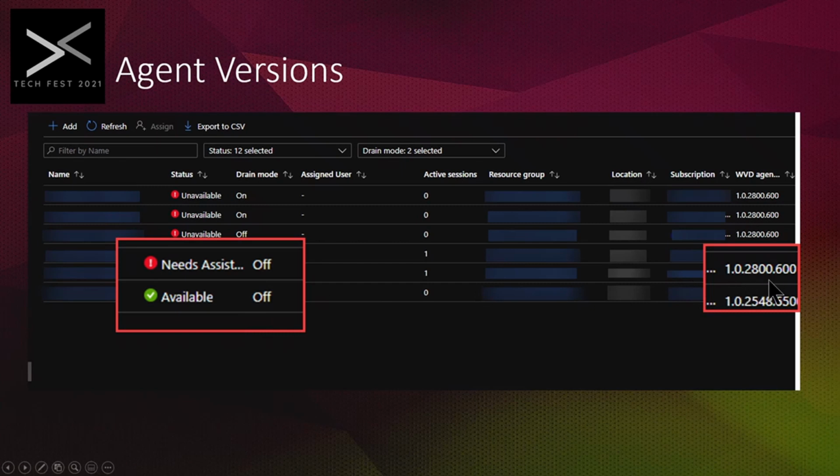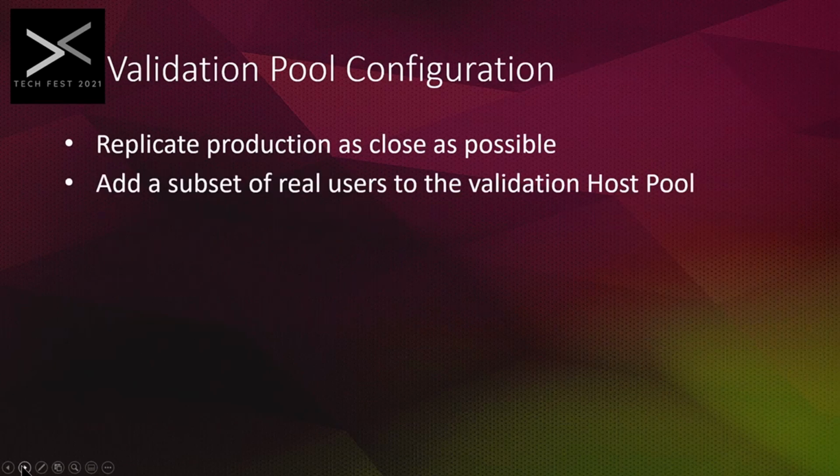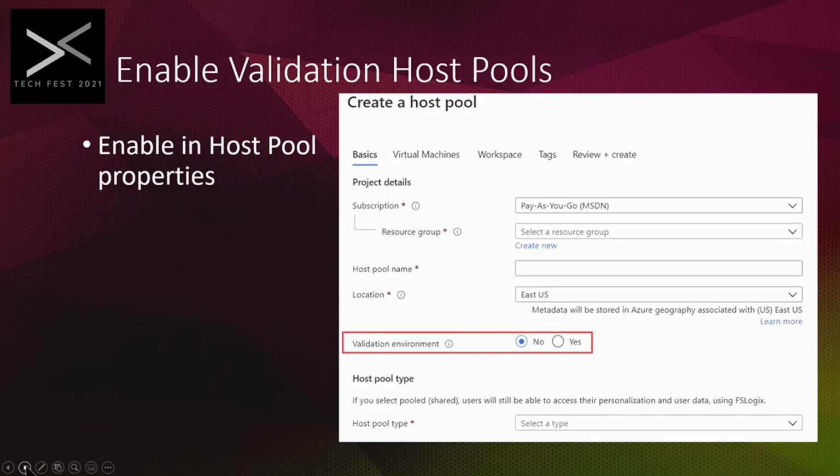The 25, 26 was fine, but definitely the 28, the 600, I think it was the 2800, 400, is when I started noticing it. Okay. So if you got that issue, check the version of your agent, check your validation host pool, and otherwise reach out to Microsoft in case you still have any issues with it.